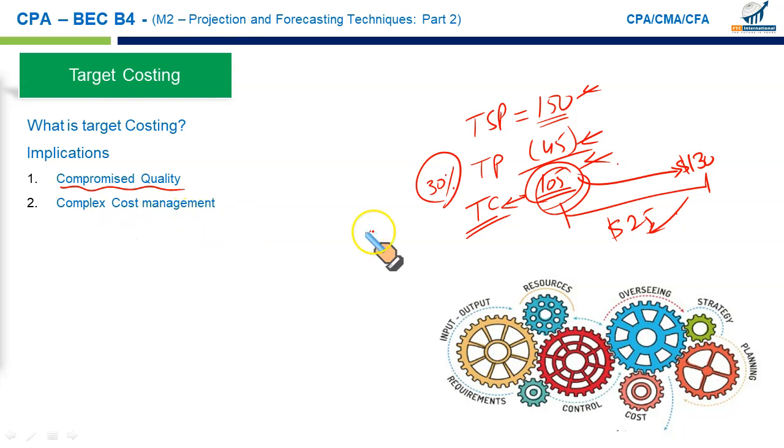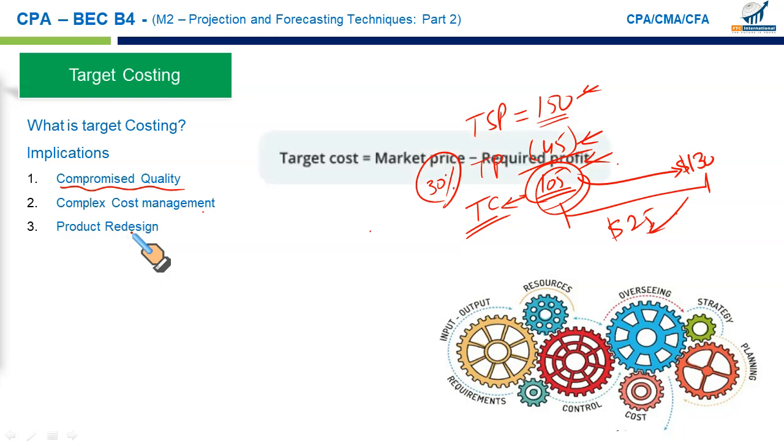Another approach is complex cost management. In order to achieve this targeted cost level, you need to increase your efficiency and attain a higher level of productivity. That could be a challenge for the management accountant. And maybe in some cases, you may have to redesign your product so that the cost could be reduced throughout the life cycle of the product. All these are quite major challenges for management accountants and for the management as well.